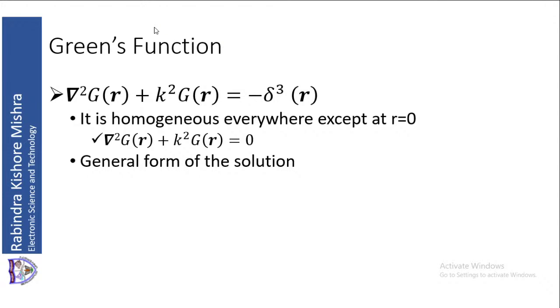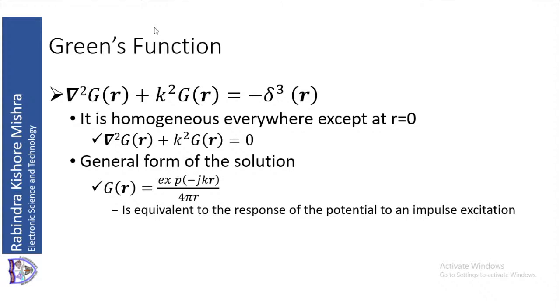So everywhere except R equal to 0, del square G plus k square G is equal to 0. The general form of the solution is G(R) is equal to exponential of minus jkR by 4 pi R. This is equivalent to the response of the potential to an impulse excitation, because a delta function is an impulse.